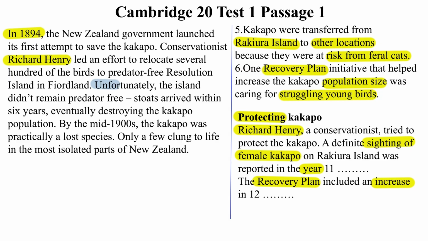Unfortunately, the island did not remain predator free. Stoats arrived within six years, eventually destroying the kakapo population. By the mid-1990s, the kakapo was practically a lost species. Only a few clung to life in the most remote parts of New Zealand. Here, the 19th year is included, but no evidence about a sighting of a female kakapo.